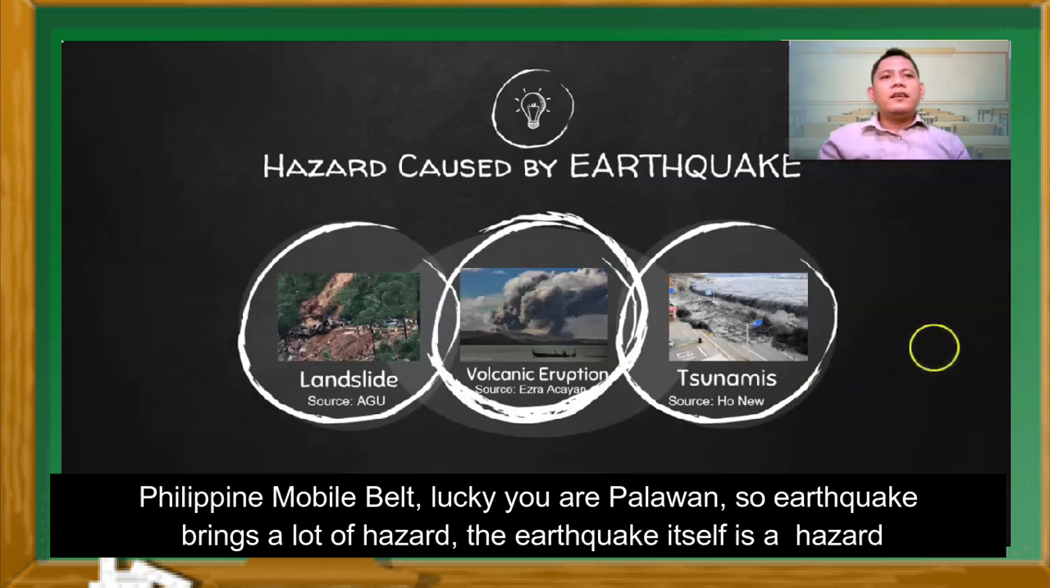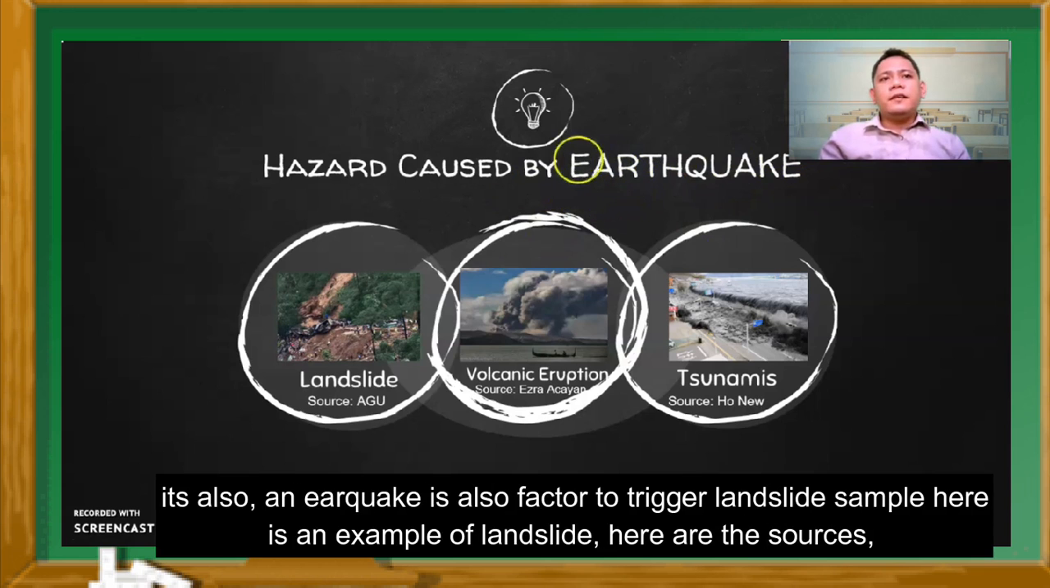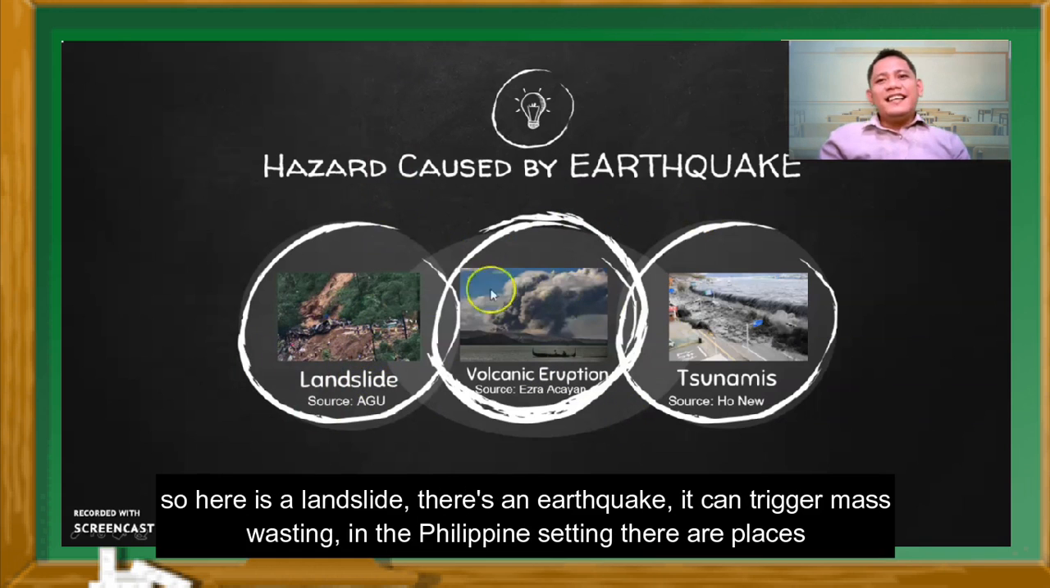And so this earthquake brings a lot of hazards. The earthquake itself is a hazard that leads to a disaster, which means there's a lot of loss of lives and properties. But an earthquake could also be a factor to trigger landslides. Here is an example of a landslide, thanks to their sources. So here is a landslide, and when there's an earthquake, that could trigger mass wasting.